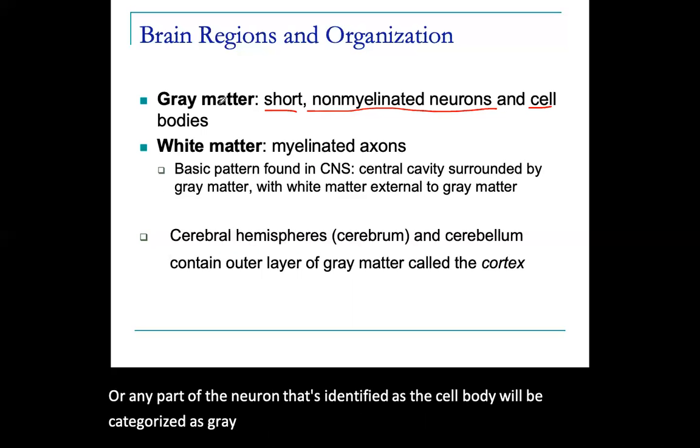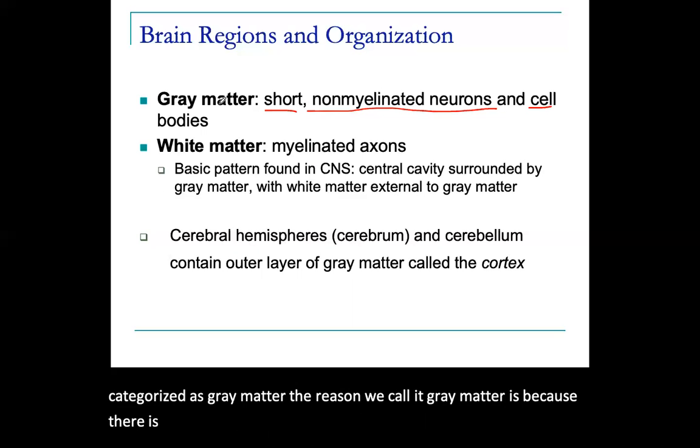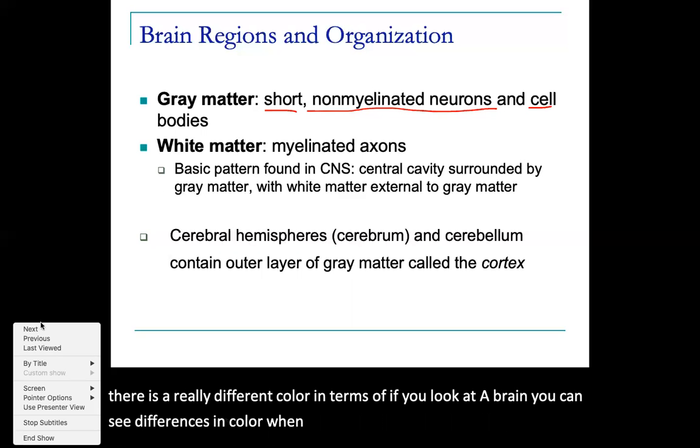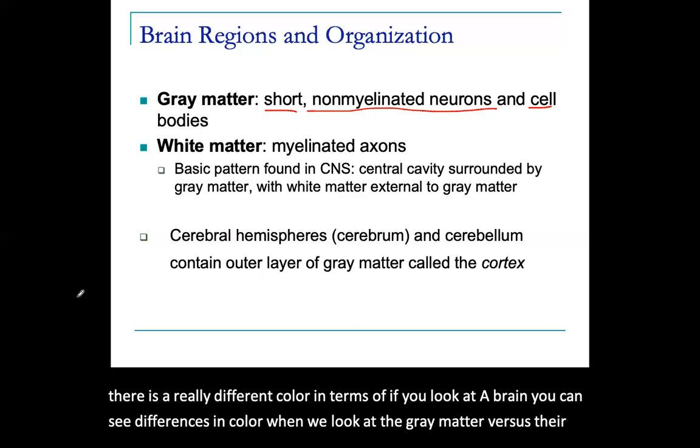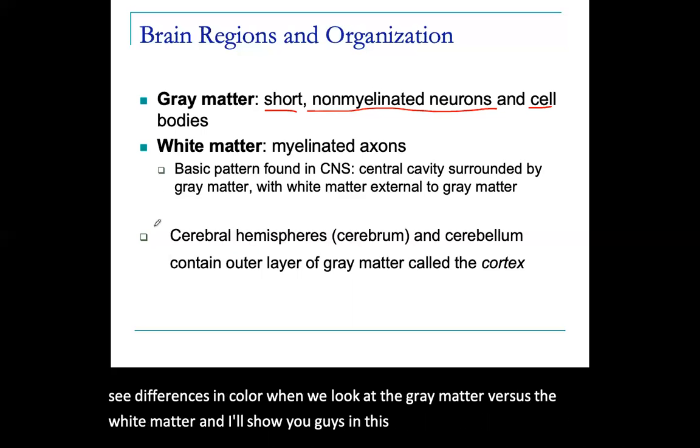The reason we call it gray matter is because there is a really different color. If you look at a brain, you can see differences in color when we look at the gray matter versus the white matter. And I'll show you guys in the picture in just a second.